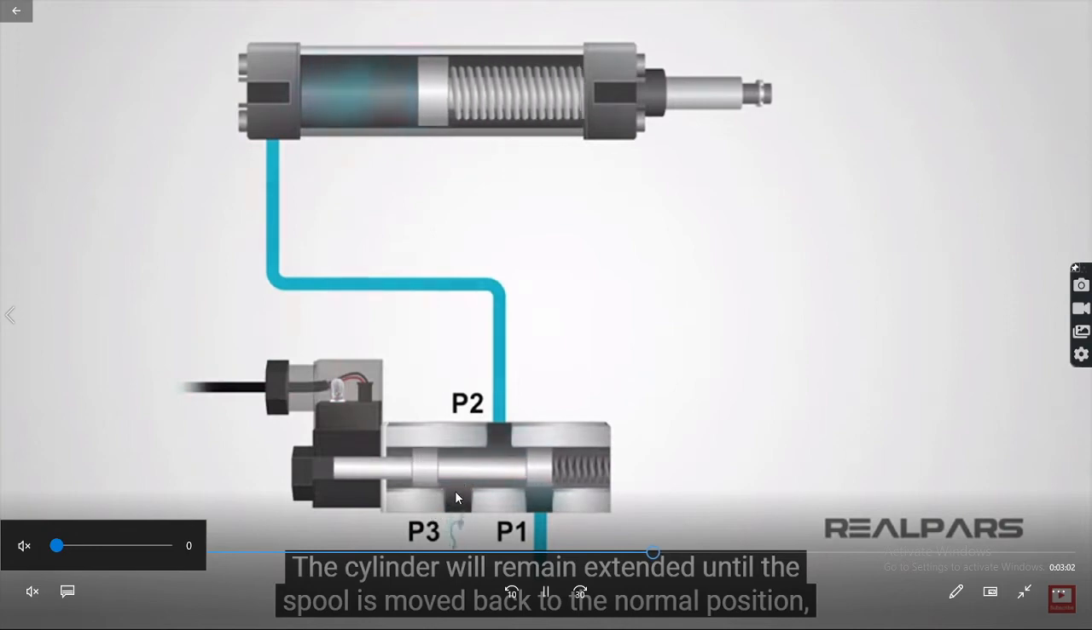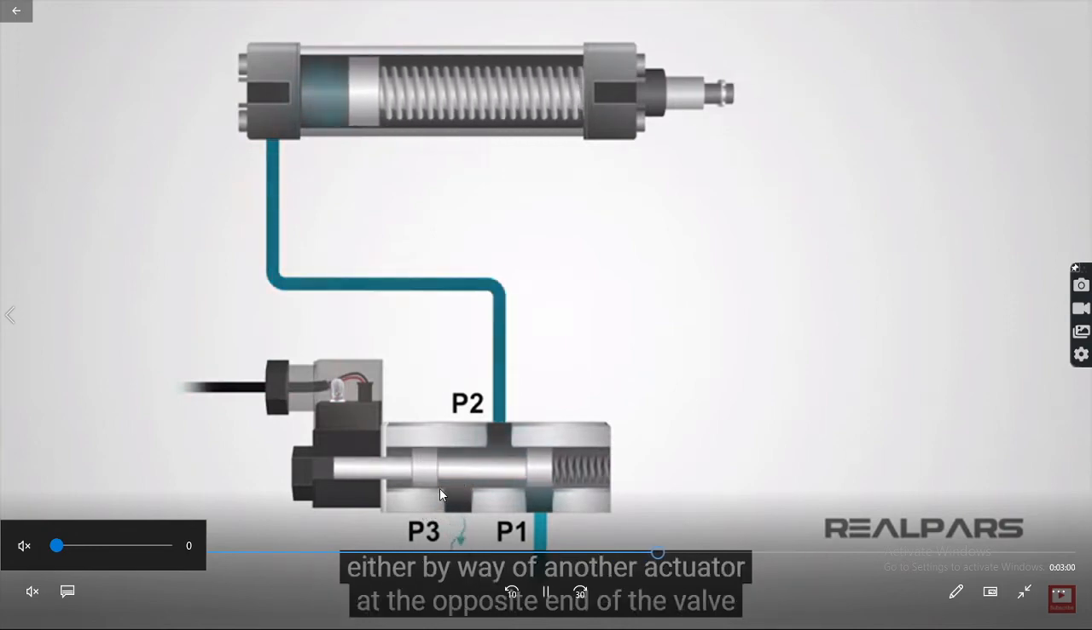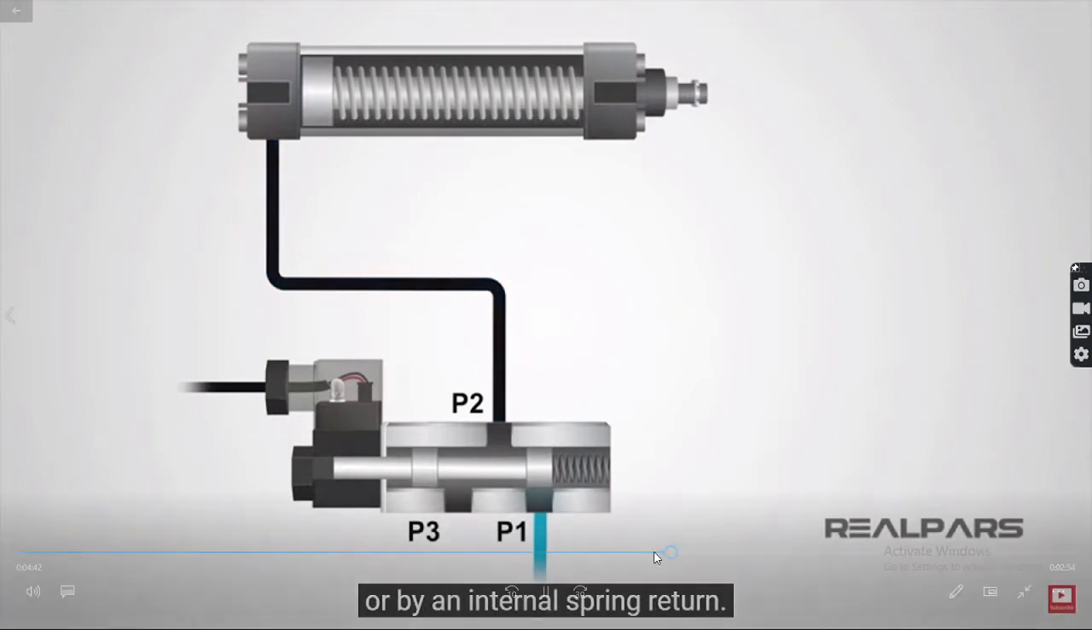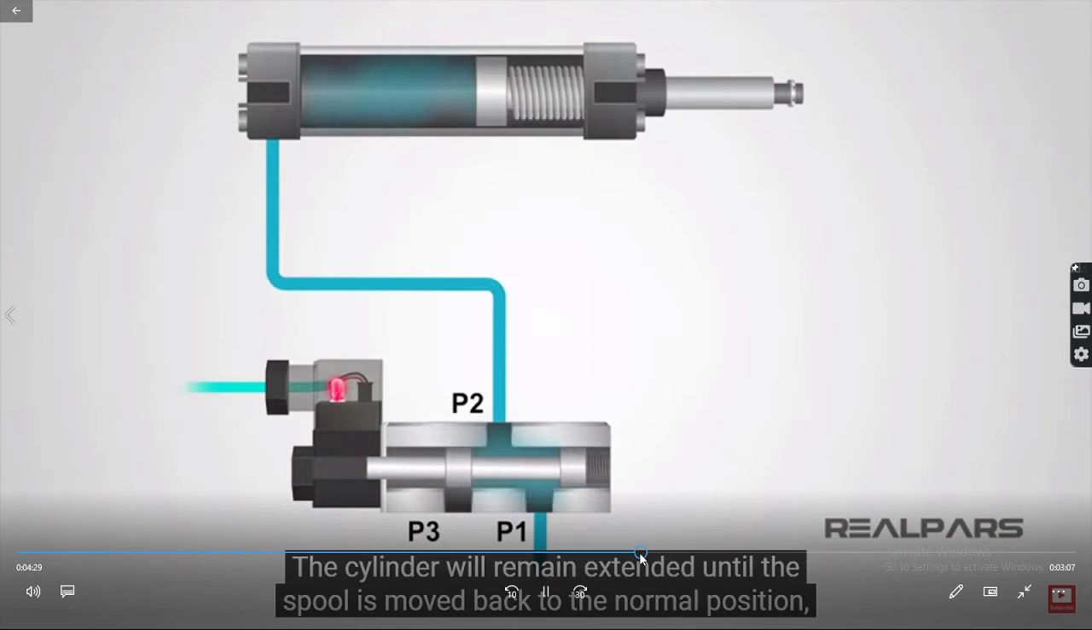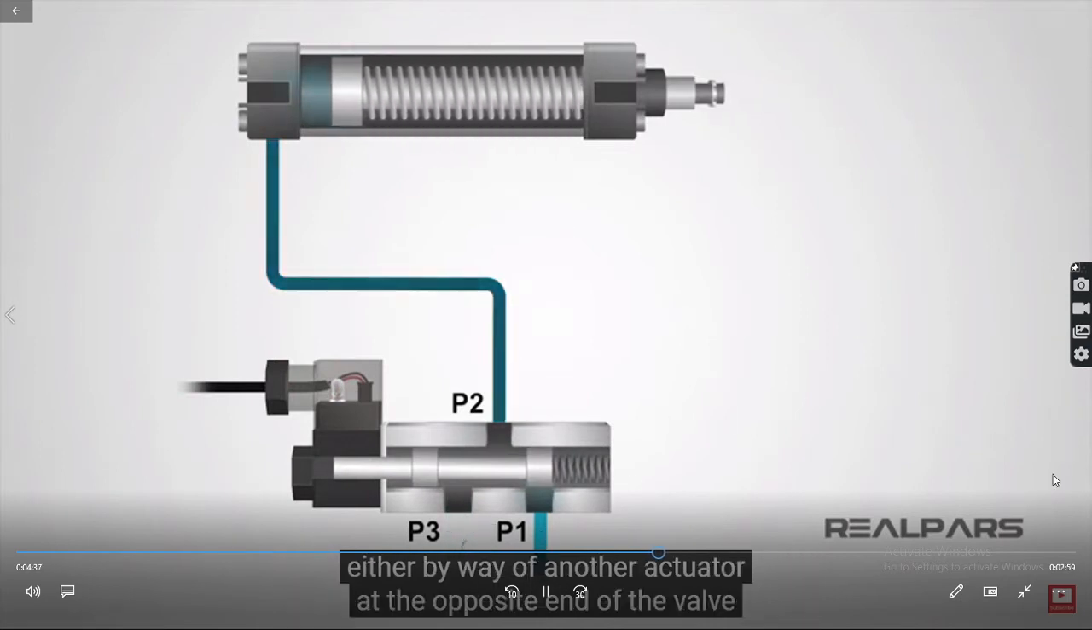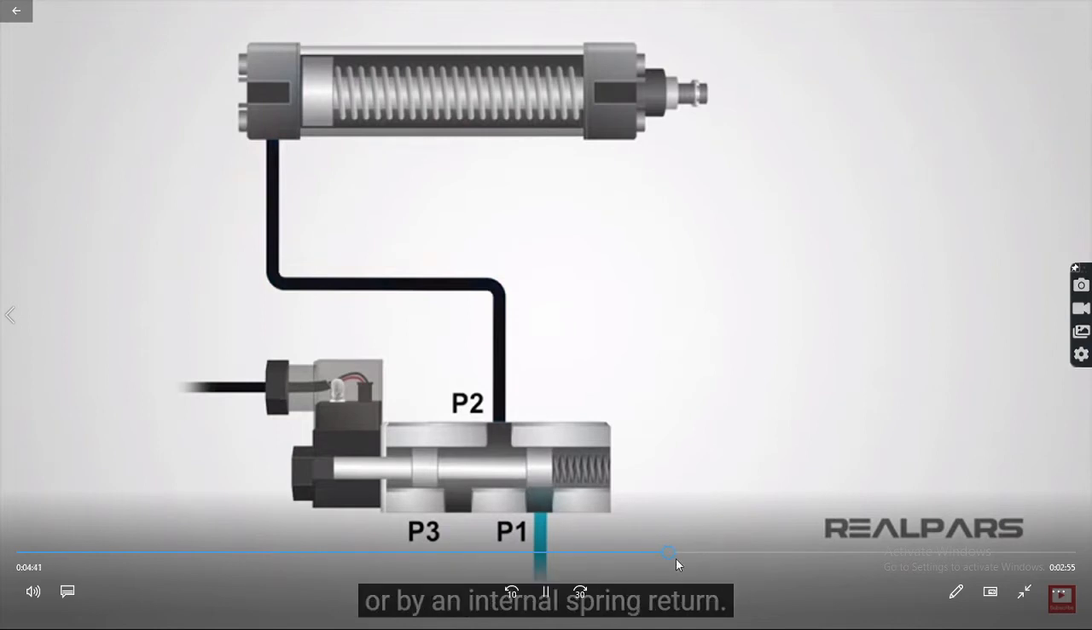This is the exhaust port. The cylinder will remain extended until the spool is moved back to the normal position, either by way of another actuator at the opposite end of the valve or by an internal spring return.